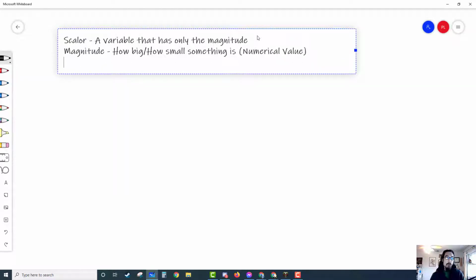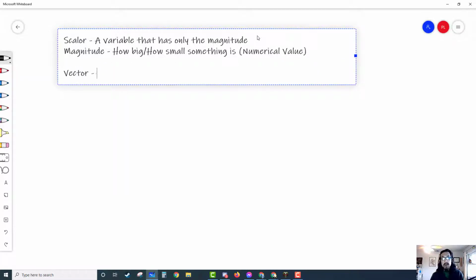Okay. Now, next we have this idea called a vector. Now, a vector is a lot like a scalar, except there's one big difference. A vector is a variable that has both, capitalizing that because it's important, the magnitude and the direction.